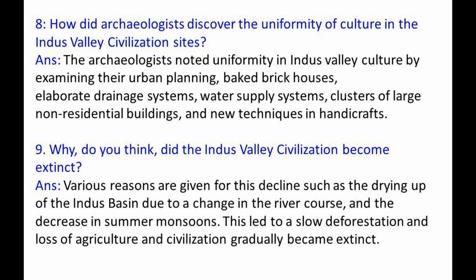Question 9. Why do you think the Indus Valley civilization became extinct? Answer. Various reasons are given for this decline, such as the drying up of the Indus basin due to a change in the river course and the decrease in summer monsoons. This led to a slow deforestation and loss of agriculture, and civilization gradually became extinct.